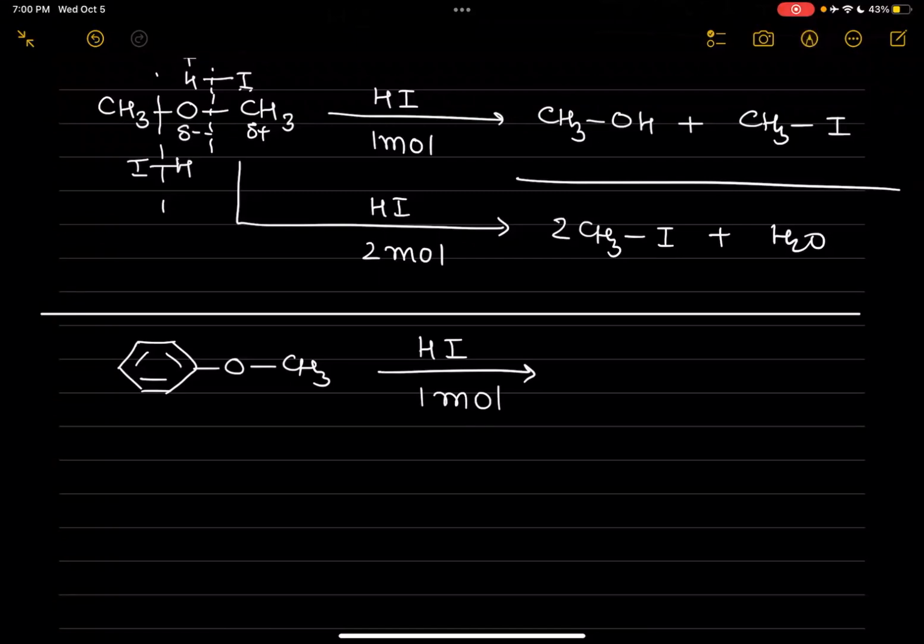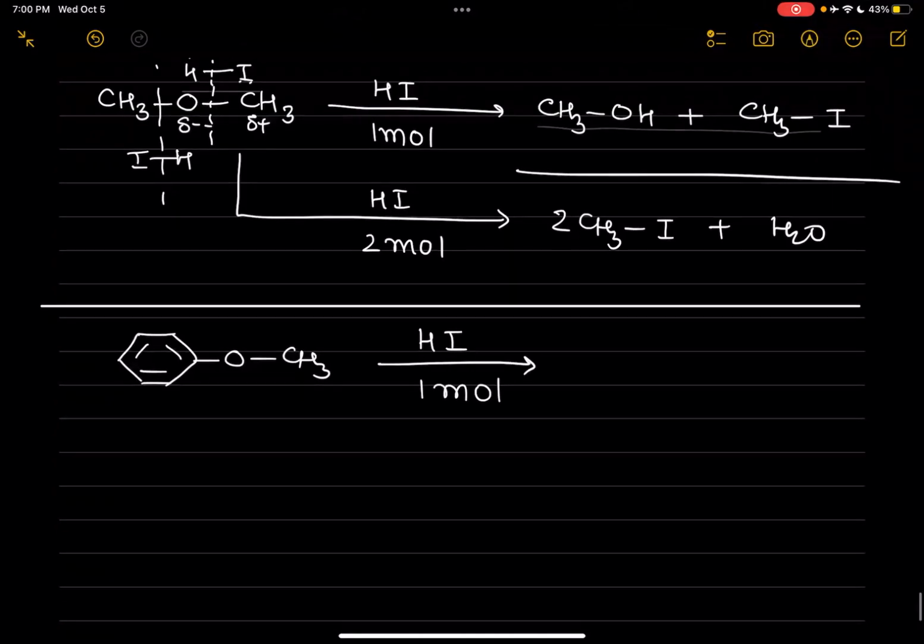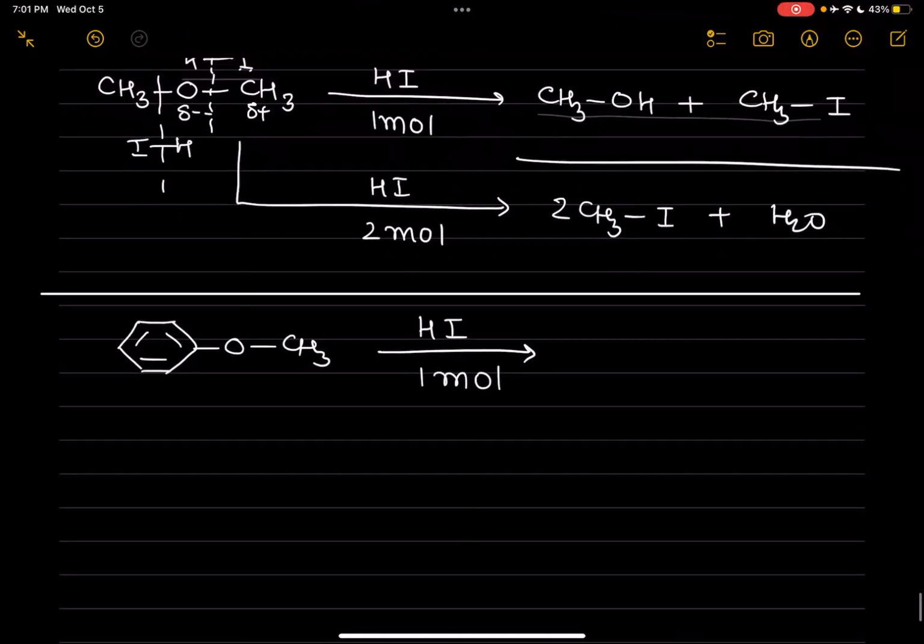So I can put hydrogen. Sir, here as well, H will get attached to O and I to CH3. Yeah, H on O and where should I put I? Sir, CH3. This is option 1. Yeah, correct. But why not this one? This is option 2.